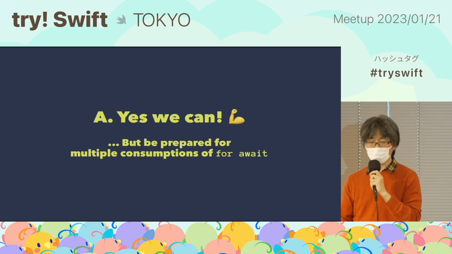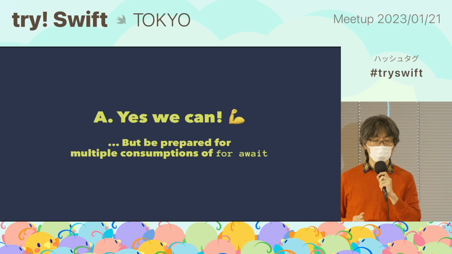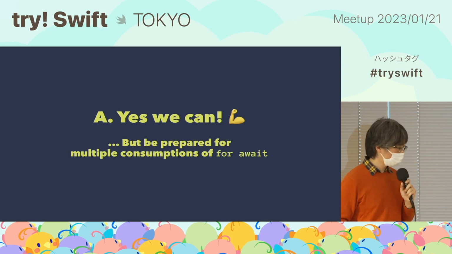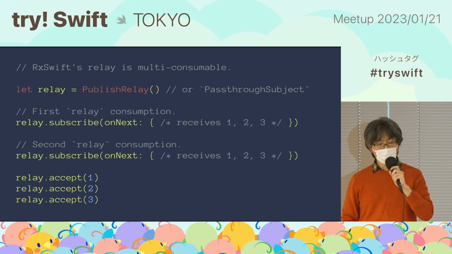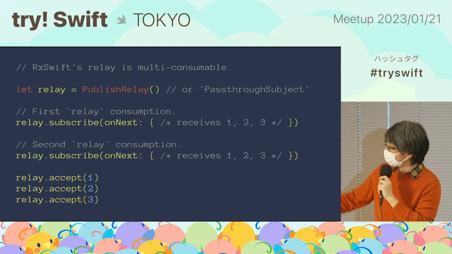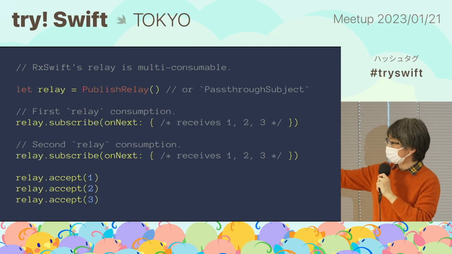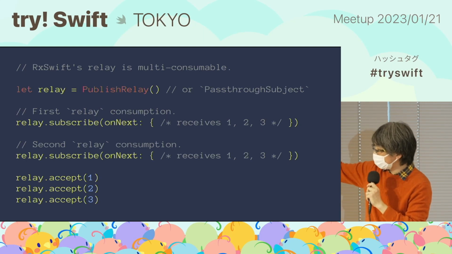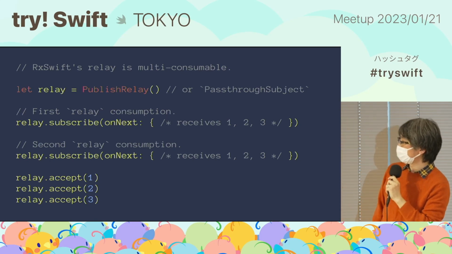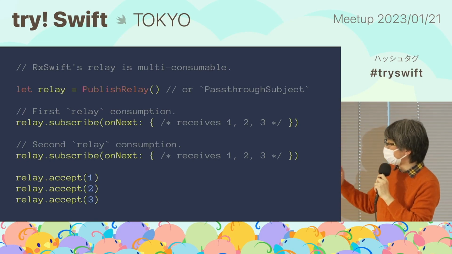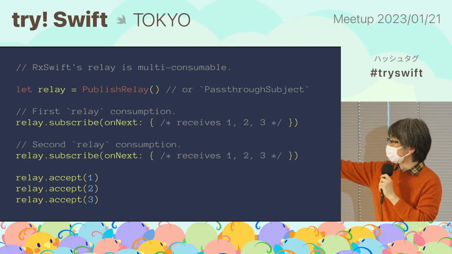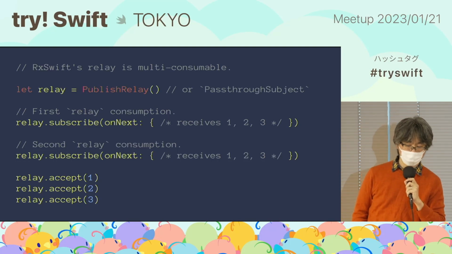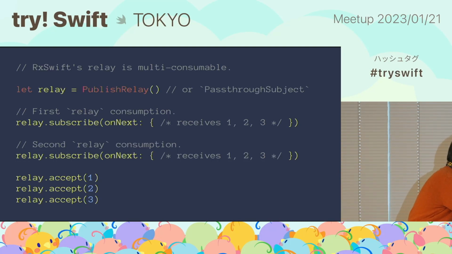But one thing we have to keep in mind is that async sequence is not multi-consumable by nature. What do I mean by multi-consumable? Let's take a look at this example. So we have RxSwift's PublishRelay. We are subscribing with two observers, and then we send values 1, 2, 3. And in RxSwift, the value is shared and broadcasted so that each observer closure will receive 1, 2, 3 without any losses. This is a broadcasting shared mechanism.